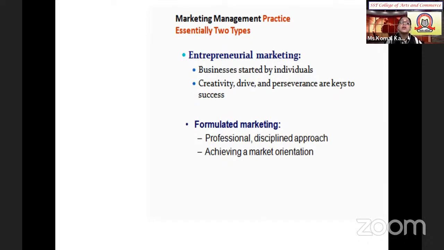Entrepreneurial marketing. Entrepreneurial marketing, business started by individuals, those who were the entrepreneurs, those who started producing and marketing, formulated marketing. It was in an organized way, done by professionals. Discipline approach was there, system was there, achieving market orientation.